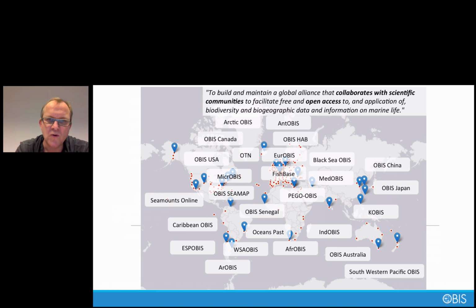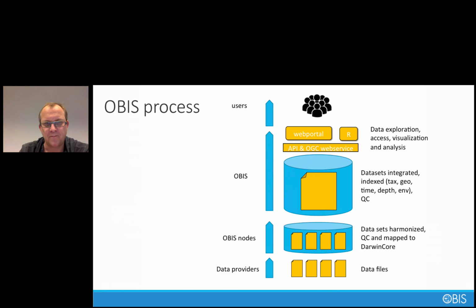So this is an overview of the data providers and the 27 OBIS nodes. They can be national, they can be regional, and they can be thematic. So how does this work? The data providers have their data sets on files. Then the OBIS nodes harmonize the data, quality control the data, and map the data to Darwin Core, and they publish them through the IPT, which is a software server that they host or that we host here at the OBIS Secretariat.